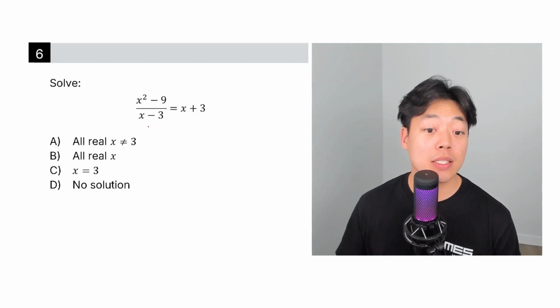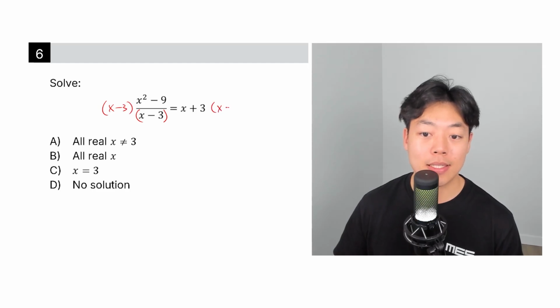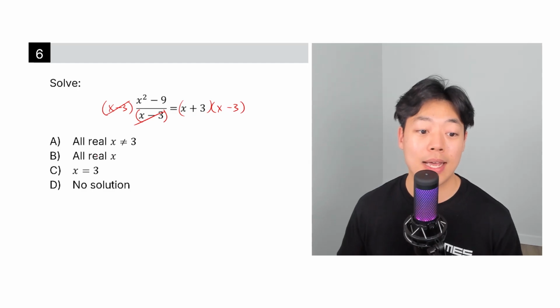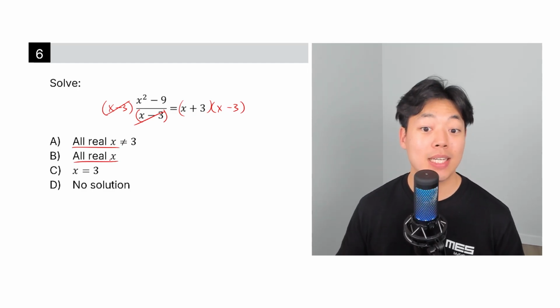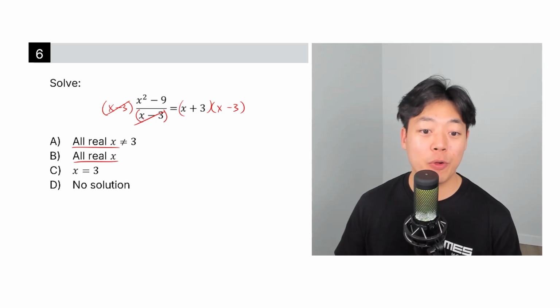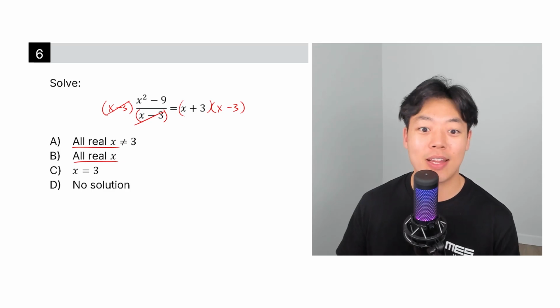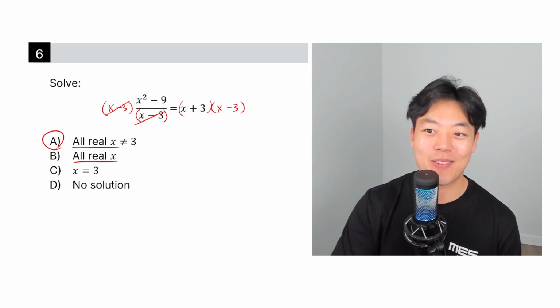Number 6, solve this problem. Now, I want to multiply both sides by x minus 3. If I multiply both sides by an x minus 3, I will get x squared minus 9 on either side. So all real x is tempting. However, x cannot be 3 because if we plug in 3 into our original equation, we get a 0 in the denominator on the left here. So A will be correct here.